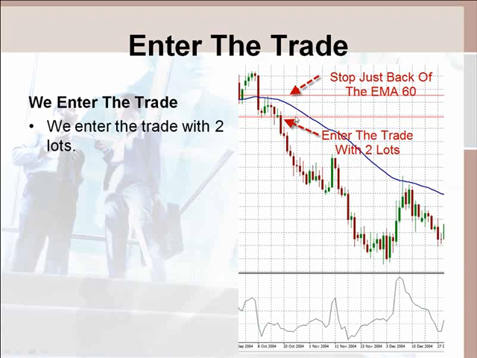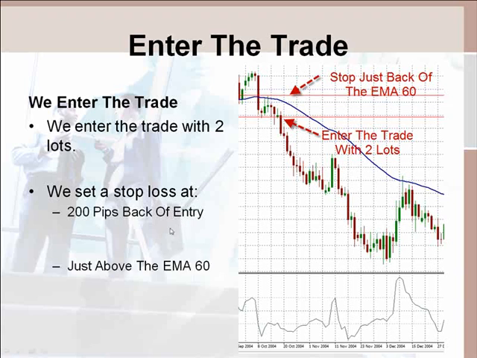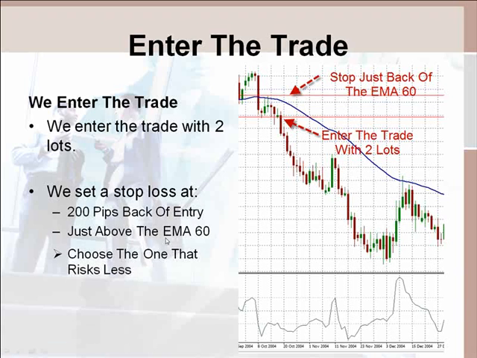In this case, here's our entry point. We enter the trade with two lots. And we set our stop loss at either 200 pips back of the entry point or just above the EMA 60, whichever risks less. You're going to choose the one that risks less. In this case, it was only about 60 pips back to the EMA, and I set my stop loss about 20 pips behind that. So I'm using a stop loss of about 80 pips on this particular example.